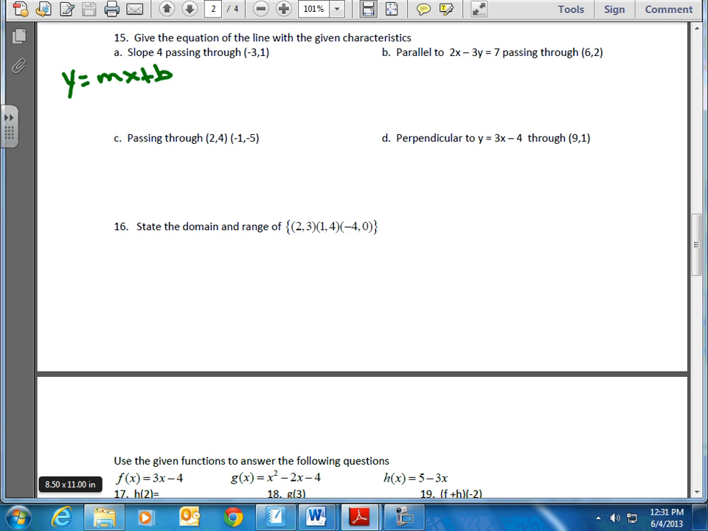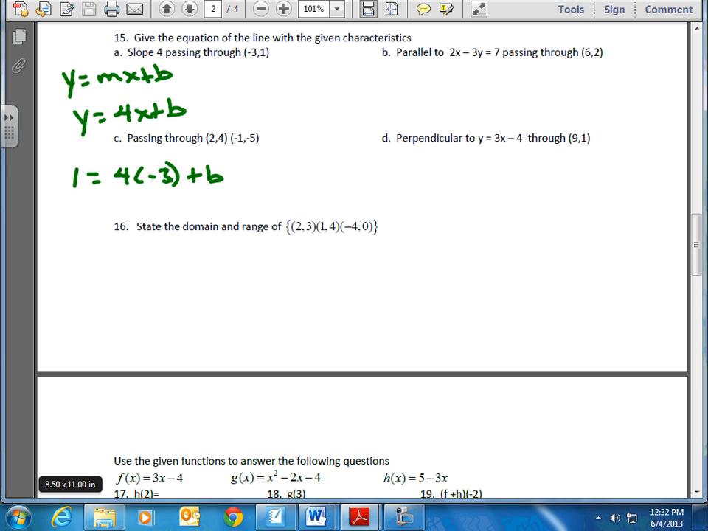So y equals 4x plus b. I know the slope is 4, so I plug it in for the m. I got to find the b value. To find the b, I pick the x and the y and substitute it in for x and y. The x is a -3 and the y is 1. So I plug those values into the correct place.